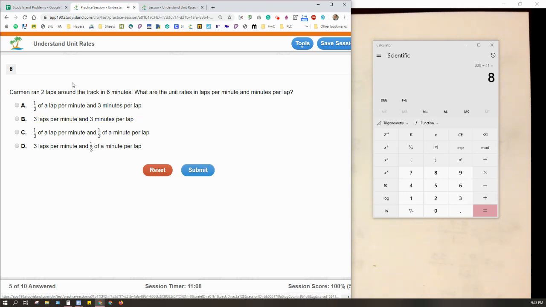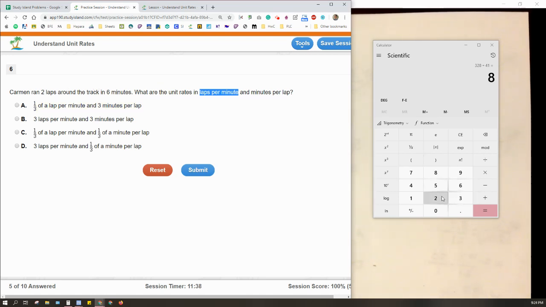Number 6, Carmen ran 2 laps around the track in 6 minutes. What are the unit rates in laps per minute and minutes per lap? Now they want 2 different unit rates, but it's okay because they're easy to calculate and they tell us how to calculate them. Laps per minute is laps divided by minute. So let's do this one first. How many laps per minute? Let's do laps divided by minutes.